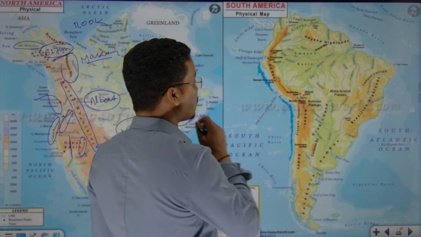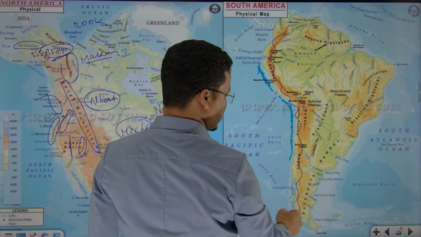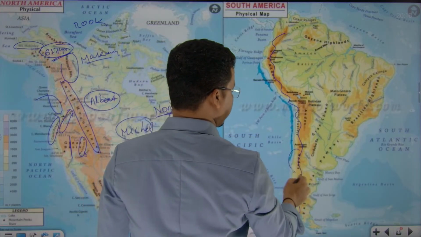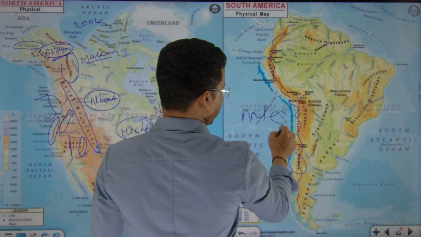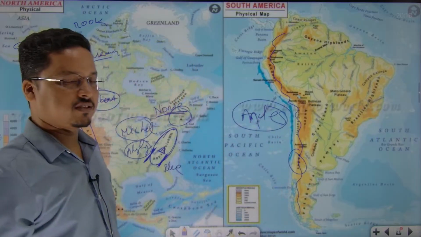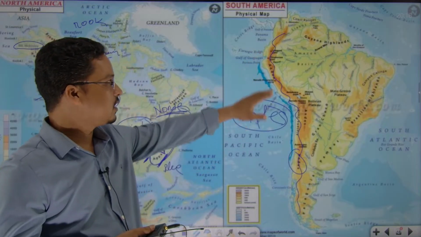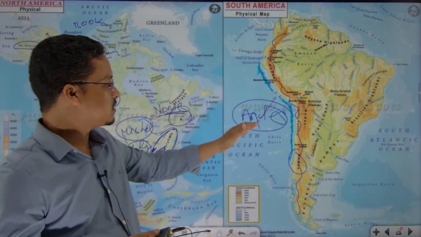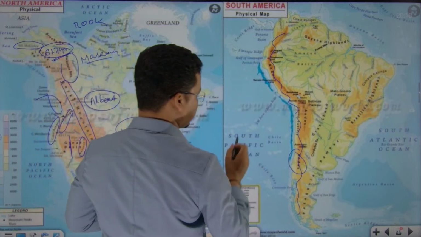Now the world's longest mountain is here, and that is none other than the Andes. The Great Andes. The Andes range, the longest range in the world. This is from the north to south. This Andes range is the longest mountain range in the world, right?